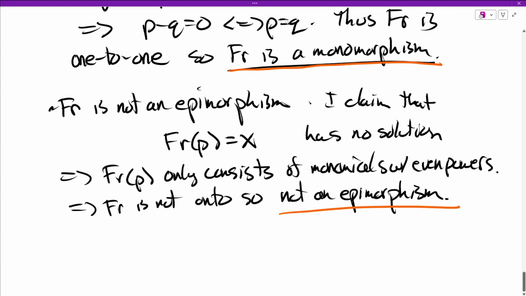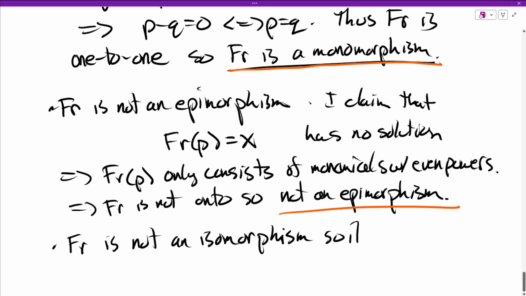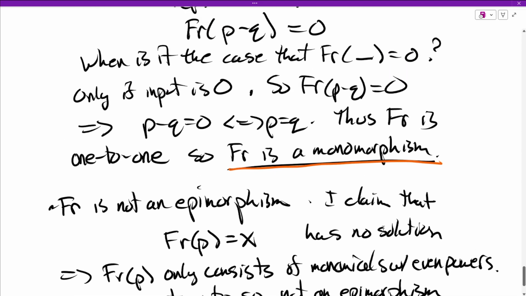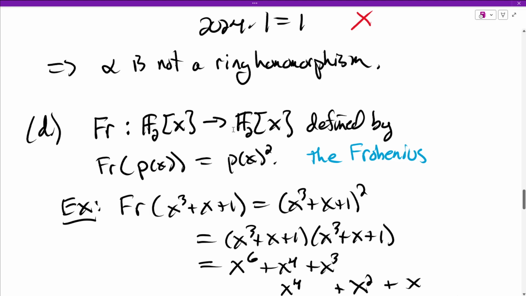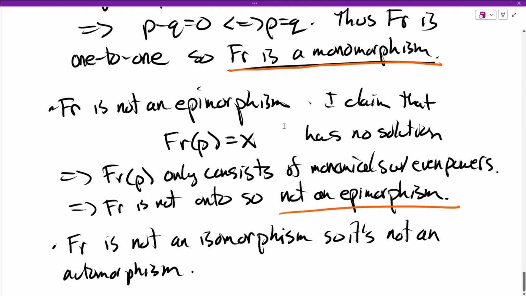It fails to be both an epimorphism and a monomorphism because it fails one of them. So therefore it's not an isomorphism. So it's not an automorphism, because an automorphism is an isomorphism from a ring to itself. Okay, so it's not either of those. However, it is a mapping from a ring to itself, right? The Frobenius goes from polynomials over F2 to polynomials over F2. So we actually have a special name in that case.